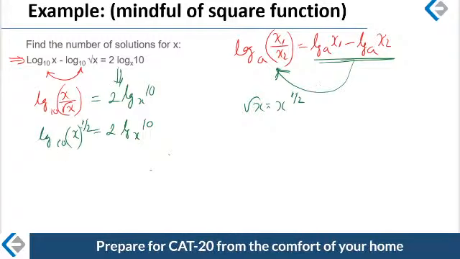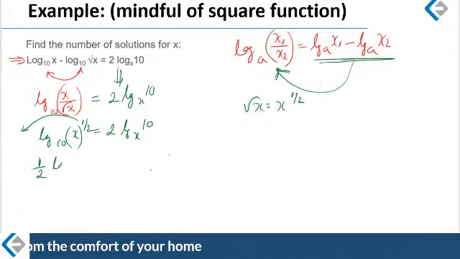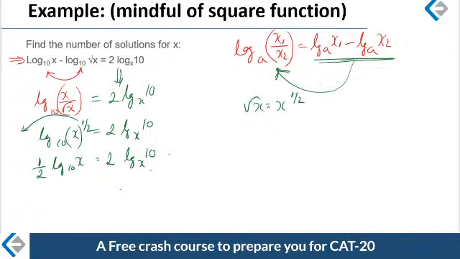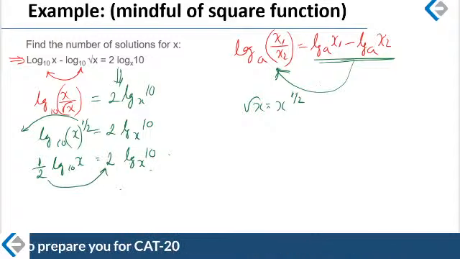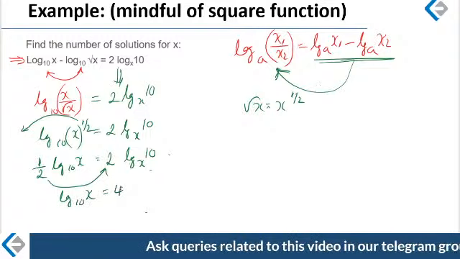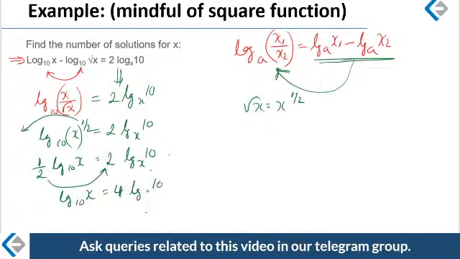Now what I do here, get this 1 by 2 down. What is the rule I'm using now? Power rule. By using the power rule, I can write 1 by 2 times log x to the base 10 is equal to 2 log 10 to the base x. Good. Now shift this 2 to the other side, multiply both sides by 2. Simple math. Therefore, log x to the base 10 is nothing but 4 times log 10 to the base x.